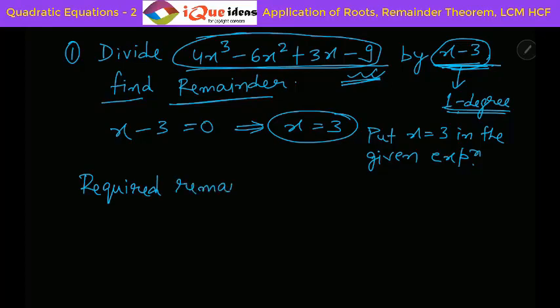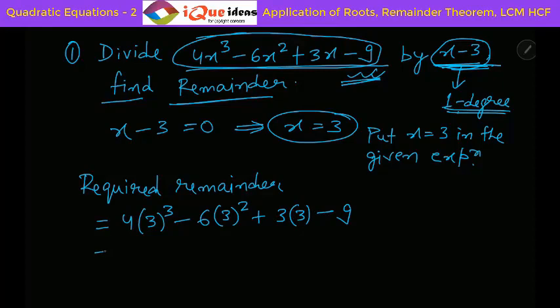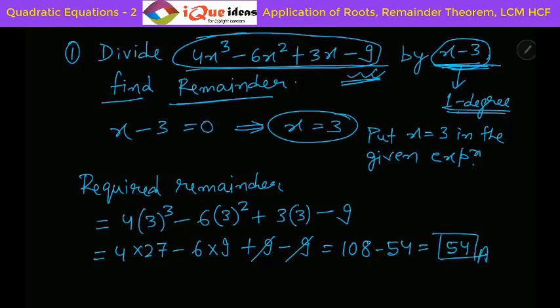So the required remainder is equal to 4 into 3 cubed minus 6 into 3 squared plus 3 into 3 minus 9. Now just simplify this. 3 cubed is 27, 3 squared is 9, 3 into 3 is 9, minus 9. Now 9 and 9 cancel. 4 into 27 is 108. 6 into 9 is 54. So 108 minus 54 is 54. So the final answer of this question is 54. A simple direct question of division and finding the remainder.